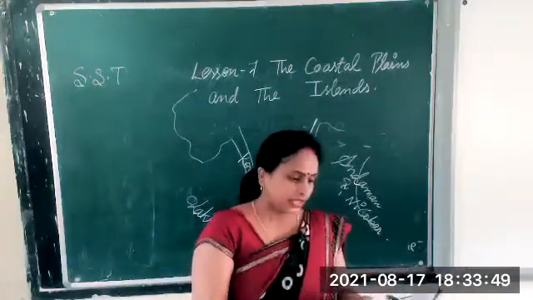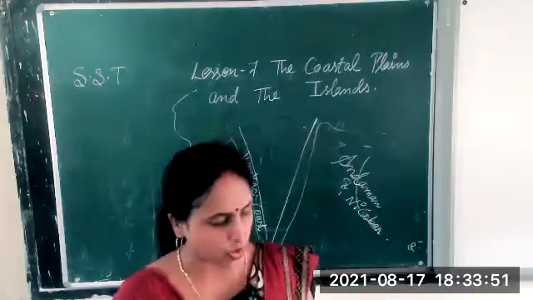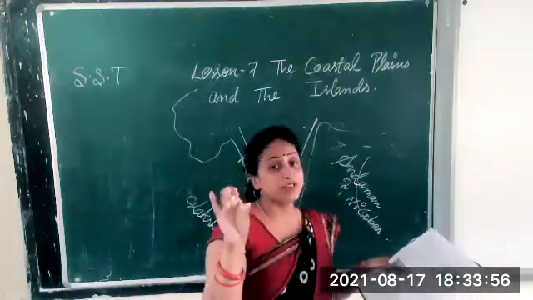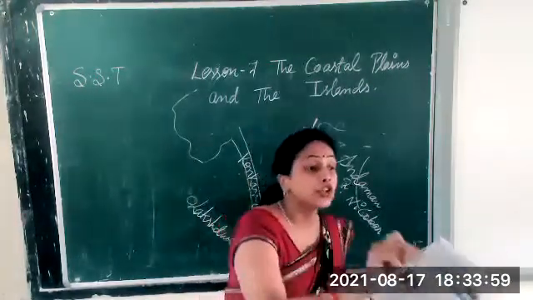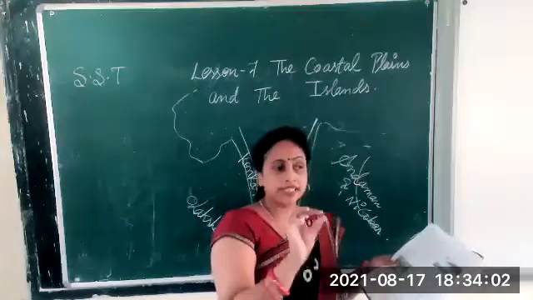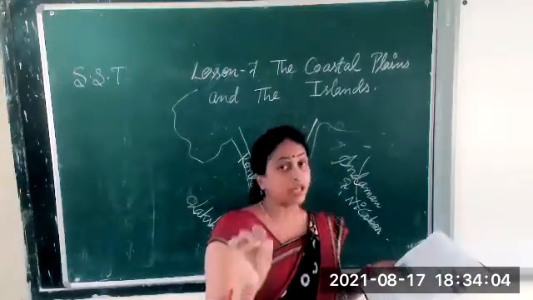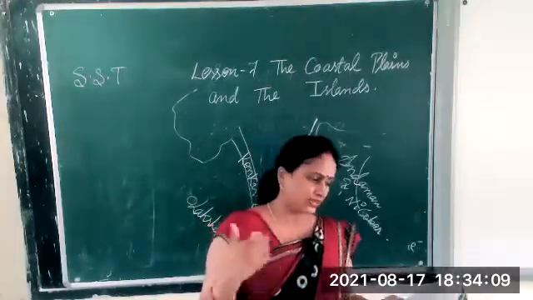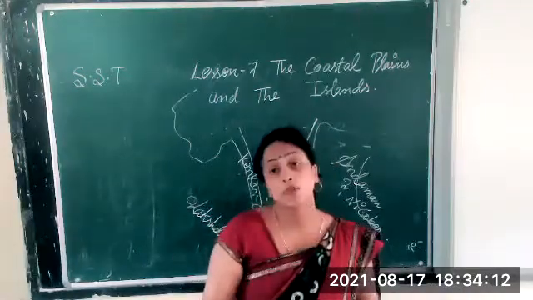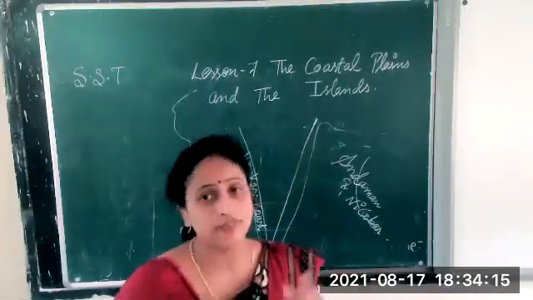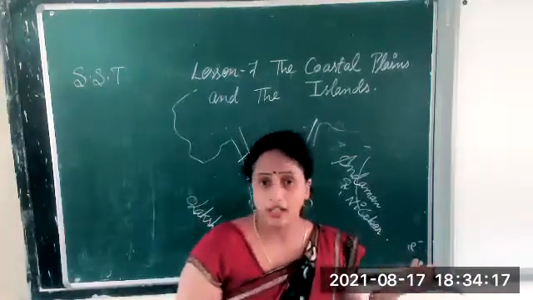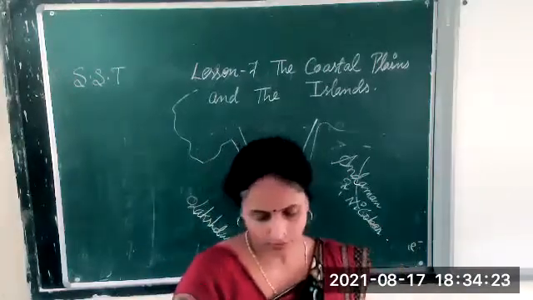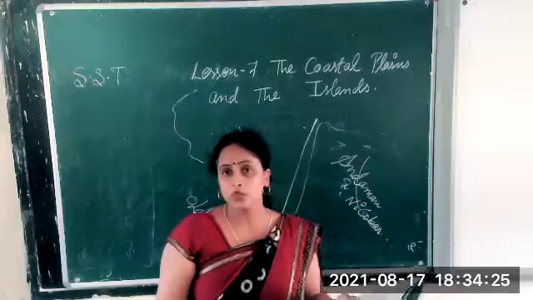Okay. Now, Indira Point is the southernmost part of our country, in the Nicobar Islands. Where is Indira Point located? It is located in the Nicobar Islands, and it is the southernmost part of our country, India. Southernmost part. Indira Point is the southernmost point.